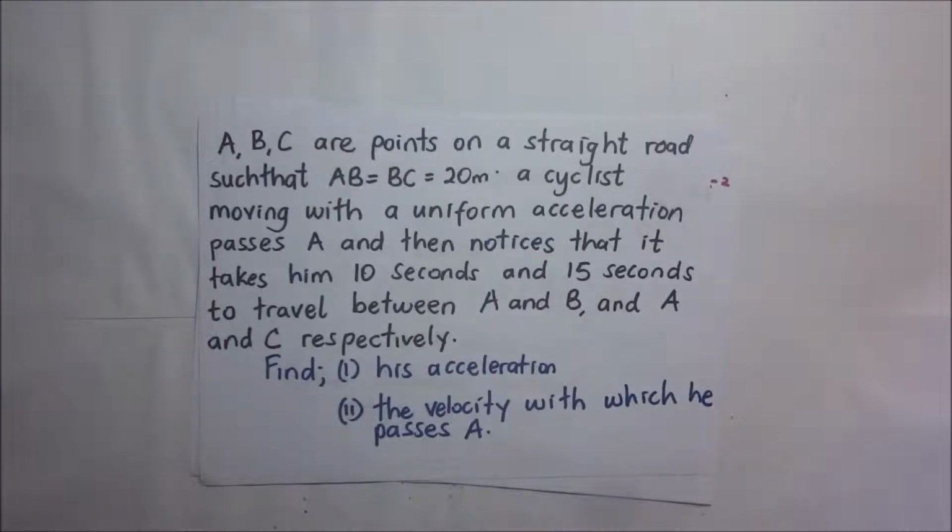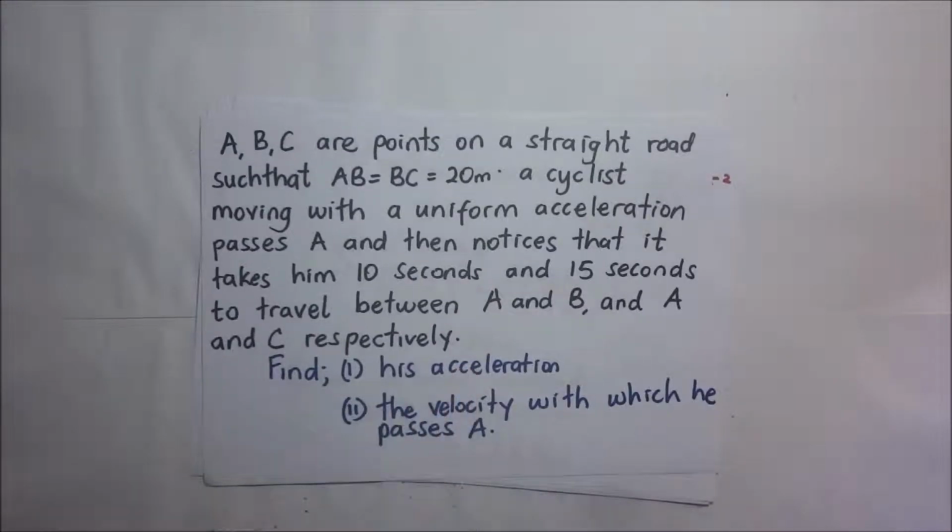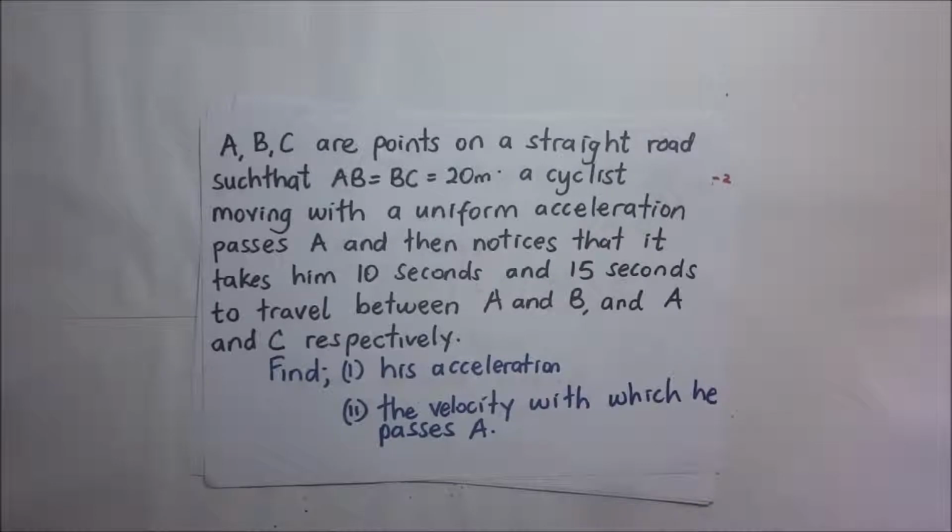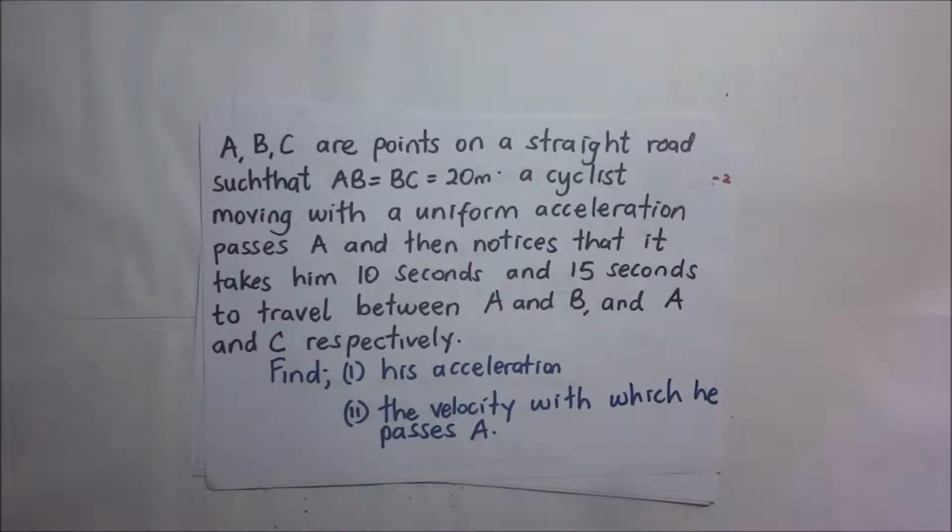Right before your screen is another question that you can try out and see if you'll be able to get the required answers. For Roman 1, the acceleration, I expect you to get 0.27 meters per second, and for Roman 2, the velocity with which it passes A, that is the initial velocity, I expect you to get approximately 0.67 meters per second. And this brings us to the end of this video.